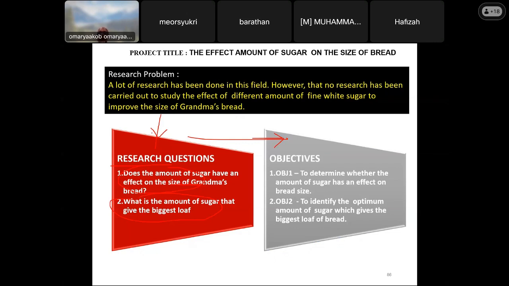Research question and objectives. If you do your research question properly, you should not have any problem in developing your objectives. Okay, and they must be related. Even if I close the research question, and I ask you to find out what the research question is, if you know the objectives, then you should be able to rewrite the research question.